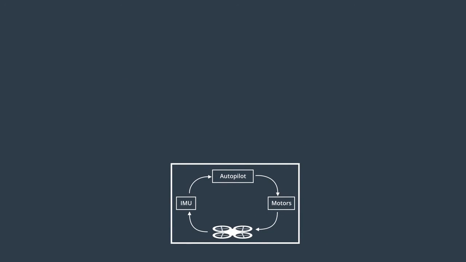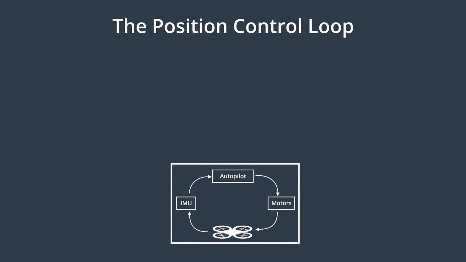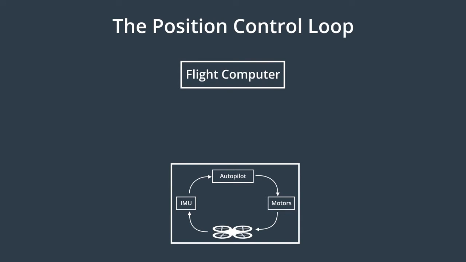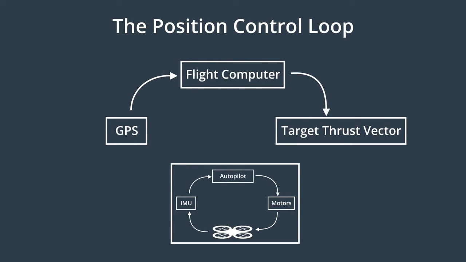On top of that, there's a position control loop. Sometimes it's in the autopilot, but more often it's in the flight computer, where the position control loop is receiving information about the vehicle position from GPS or other sensors and computing a target thrust vector in order to move to the desired position. That thrust vector command is then sent to the autopilot loop, which in turn adjusts the motor thrusts to achieve that new attitude, and the cycle continues with the GPS making new measurements.